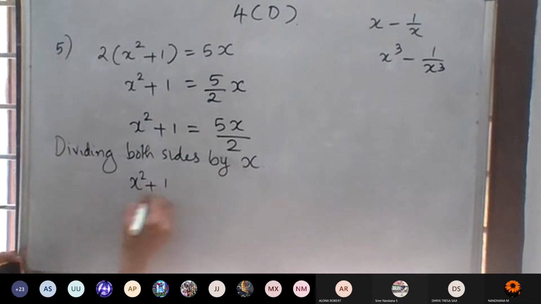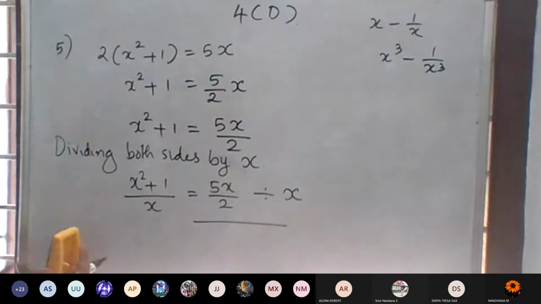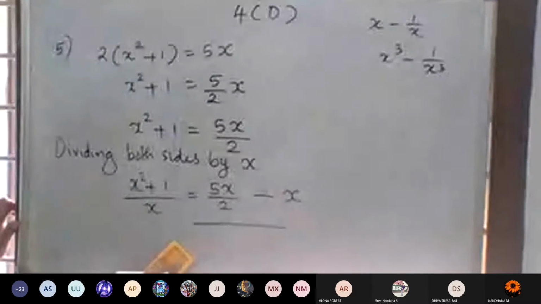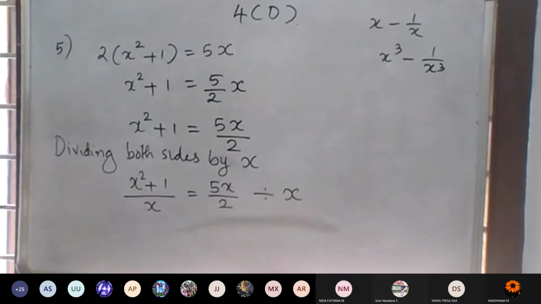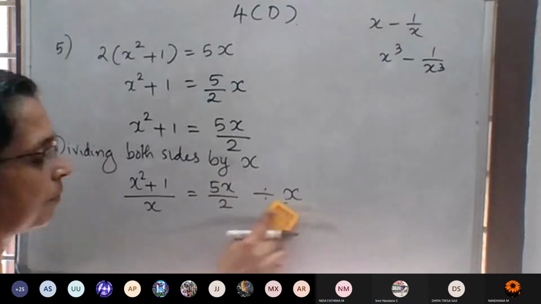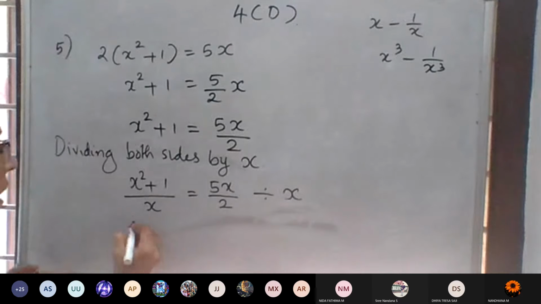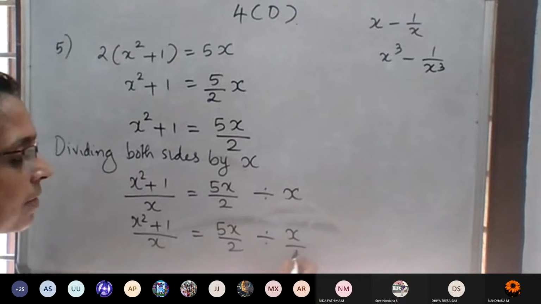So left side x square plus 1 divided by x is equal to 5x by 2. I think instead of this by symbol, we can write divided by x symbol, no? That is better, no? Which one is convenient? Division symbol or by? Division symbol is enough, ma'am. Okay, division symbol. So x can be written as x by 1. You can write another step if needed. So x square plus 1 divided by x is equal to 5x by 2 divided by x, which can be written as x by 1.